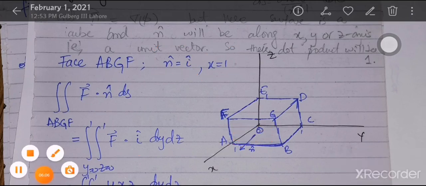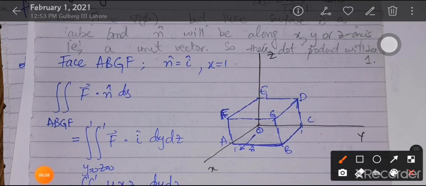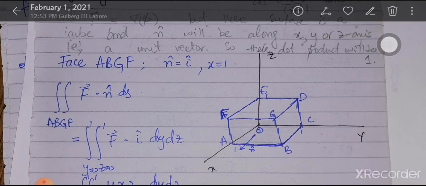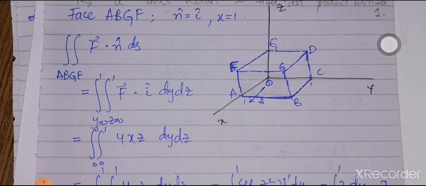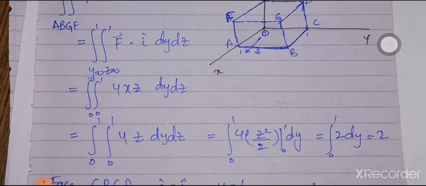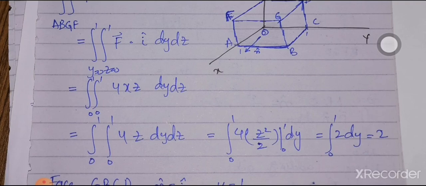And why are we not putting the denominator? Because when we have the projection on the yz plane, it will be equal to dy dz over n dot i, and n is equal to the unit vector i, so i dot i will be equal to 1. That's why we have not shown here that n dot i is equal to 1. So f dot i dy dz, and here we have evaluated f dot i, and then put the limits from 0 to 1, and here is the answer 2.